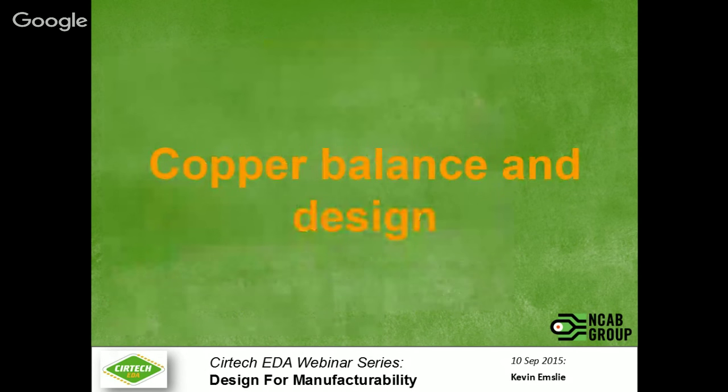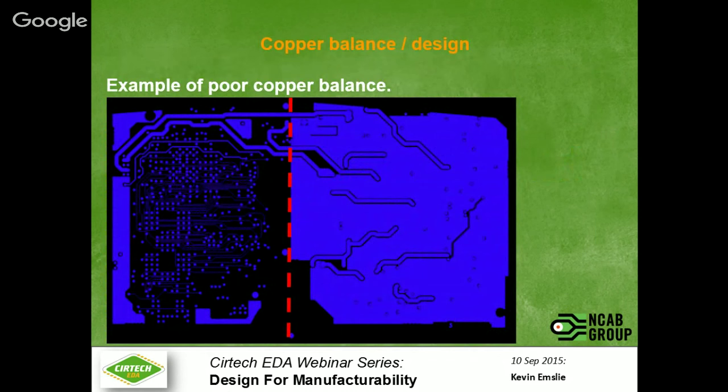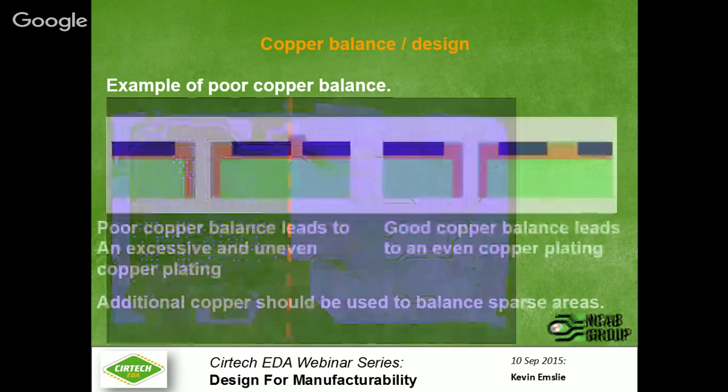Okay, copper balance and design. There's an example of a poor copper balance, a lot of copper on the right-hand side, a lot less on the left-hand side. This can lead to all sorts of issues. Mainly the copper plating process will be a problem, as well as warpage on multi-layer boards.